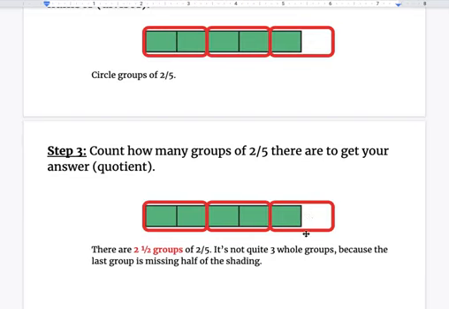There's half of what we needed. So that's why our answer is 2 1/2. There's 2 whole groups of 2/5 and then another half group of 2/5. So the answer is 2 1/2. It's a mixed number because we wanted to know how many groups of 2/5 can fit into that whole. There was one group, 2 groups, and then we had a loner left over, so that's why it was 2 1/2 groups of 2/5.